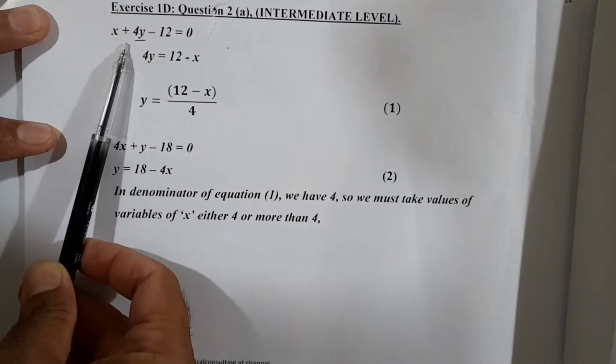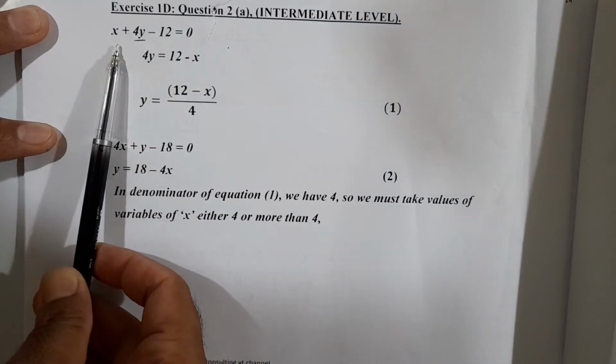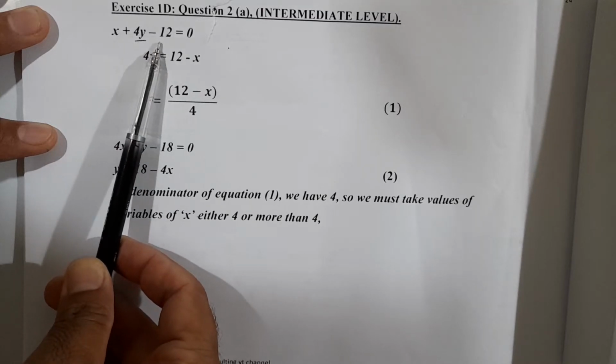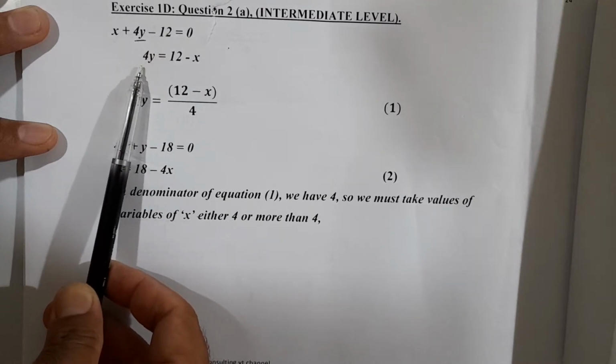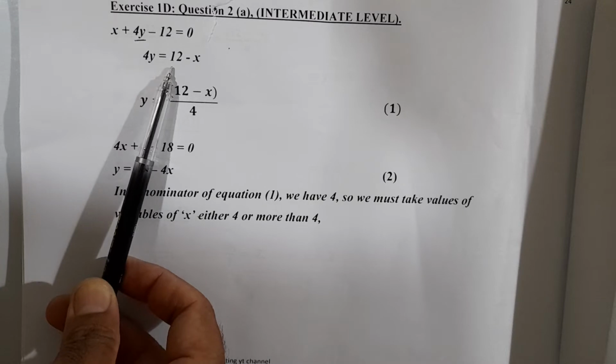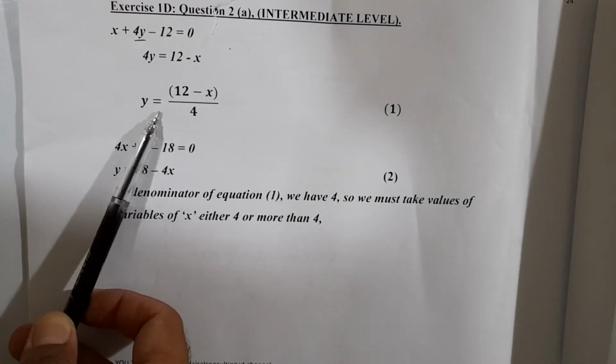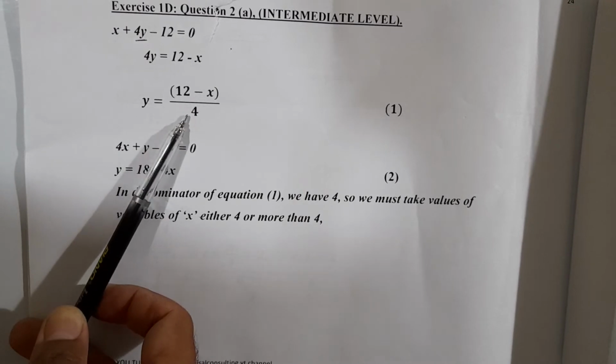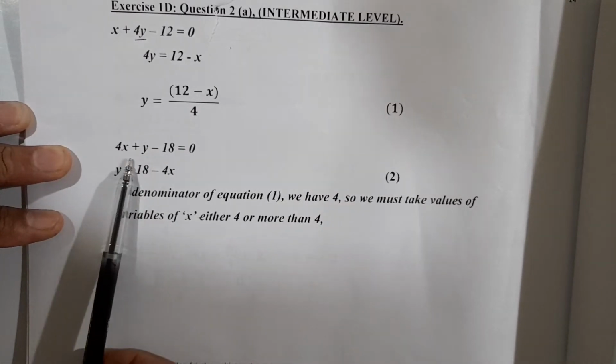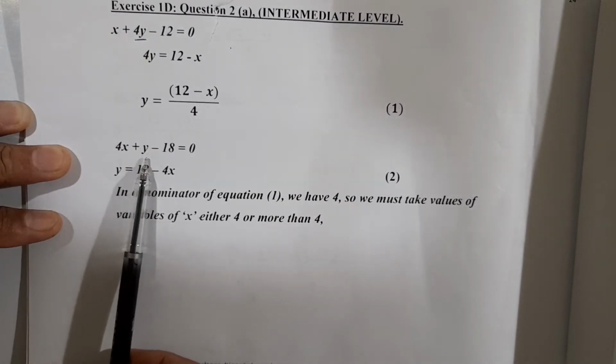We have the equation x plus 4y minus 12 is equal to 0. We'll be taking x and minus 12 to the right hand side of the equals sign. The equation becomes 4y is equal to 12 minus x. Taking 4 in the denominator, y is equal to (12 minus x) divided by 4. This is equation 1. Equation 2 is 4x plus y minus 18.